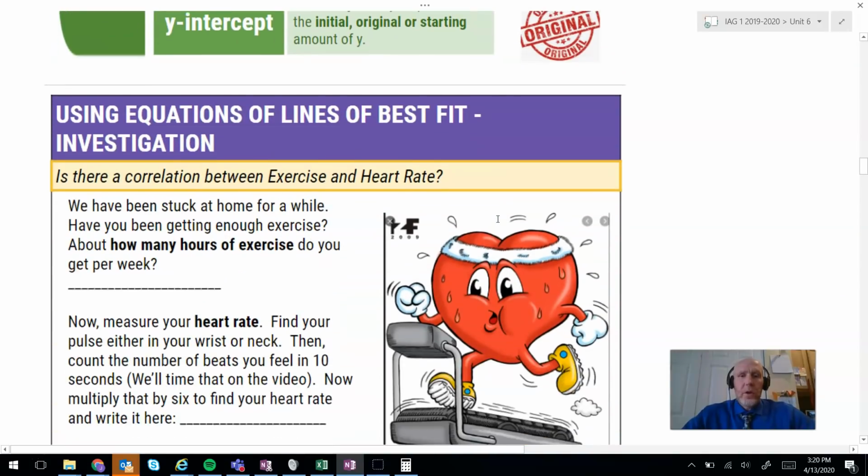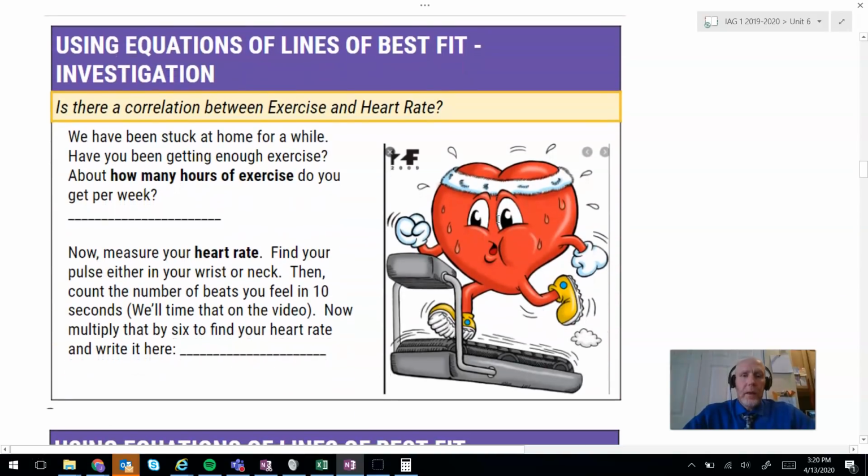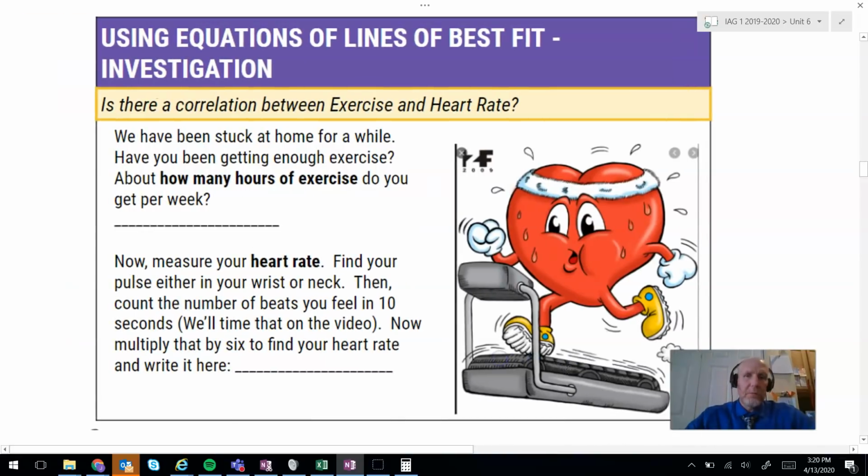We're going to start here with a little exercise, not actual exercise, but an investigation. Have you been getting enough exercise at home? It's sometimes tough when you're stuck inside. We're going to ask how many hours of exercise you get per week. If you think of actual exercise, where I'm working hard enough to get my heart moving, for me it's probably about 4 hours a week.